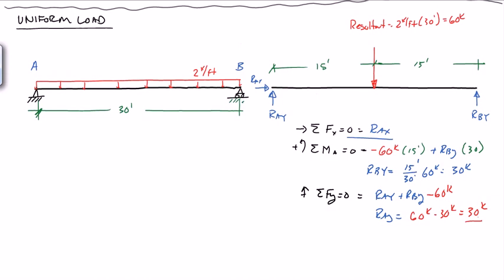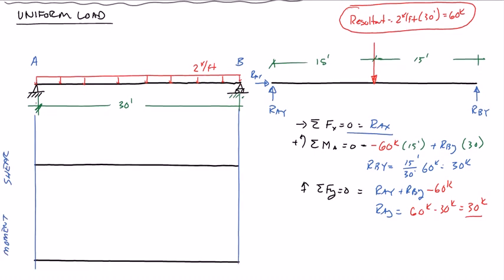Now, again, I need to emphasize that using this resultant can only be done for our reactions. We have to go back to our original diagram to do the shear and moment. So let's go ahead and use our semi-graphical method to solve for the shear and moment diagrams. Let's start at point A, and at point A the reaction is 30 kips, so we're going to go up 30 kips.